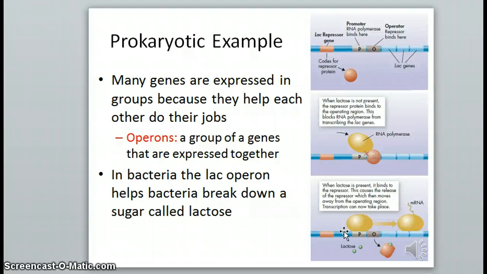A group of genes that are expressed together are called an operon. Operons are only present in prokaryotes. The group of genes that are needed to break down lactose are called the lac operon. So let's see how this works.